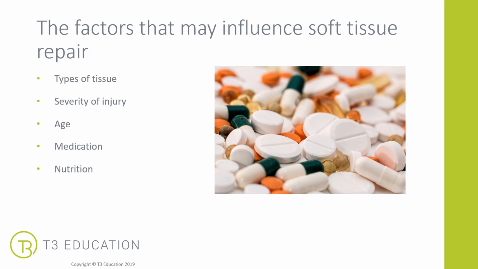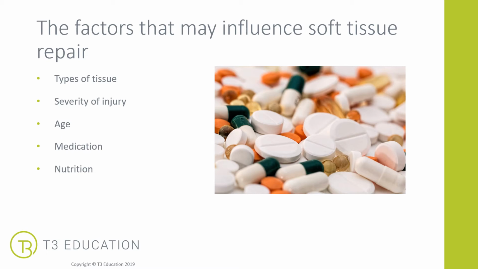Various factors will influence the speed and effectiveness of any soft tissue repair process. These include the types of tissue, such as avascular tissues, which are tissues with a lower amount of blood supply, as an example, ligaments and tendons, and these tissues will take longer to repair than those with a greater blood supply, for example, muscles. The next is the severity of the injury. Grade 3 injuries will take a lot longer to repair than grades 2 and 1 injuries. So the more severe the injury, the longer the repair process will take.